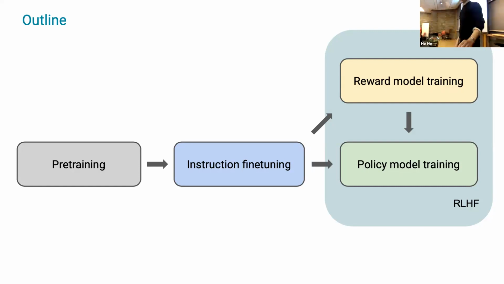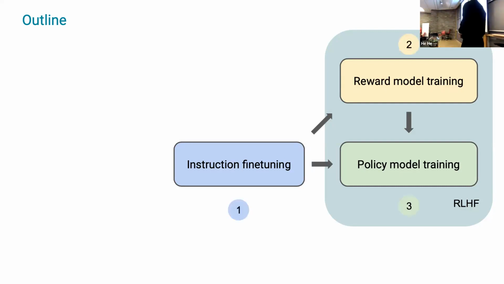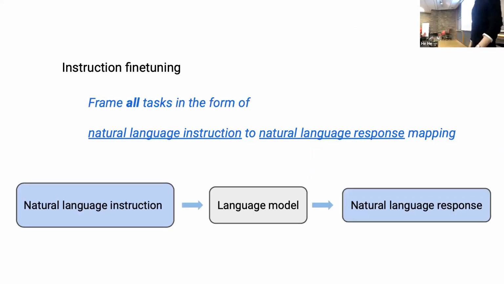of all this training. So in today's lecture, we are not going to cover pre-training, and we are going to first look at instruction fine-tuning, and then we'll look at the reward model training, or RM, and then finally we'll look at the policy model training. So let's start with the instruction fine-tuning.